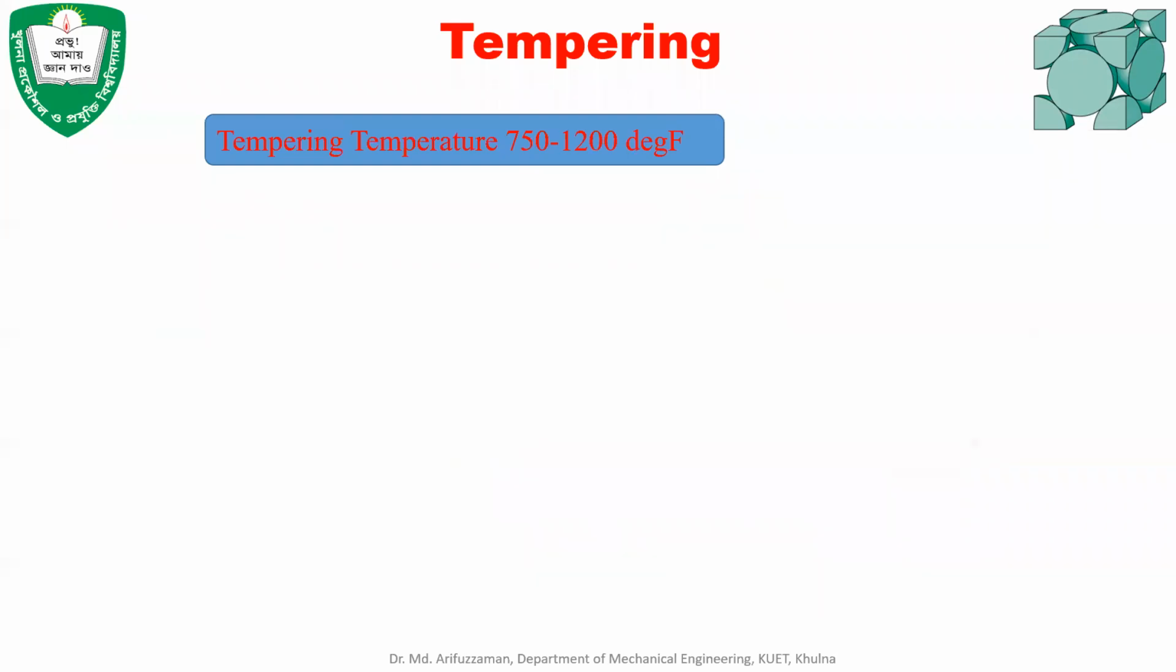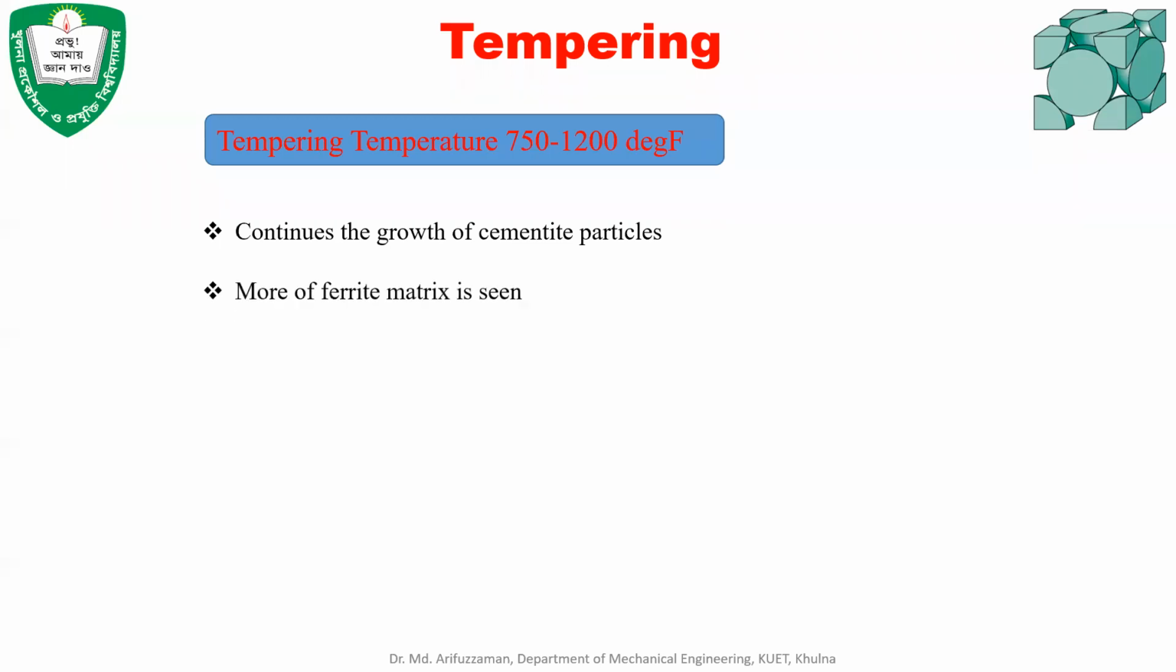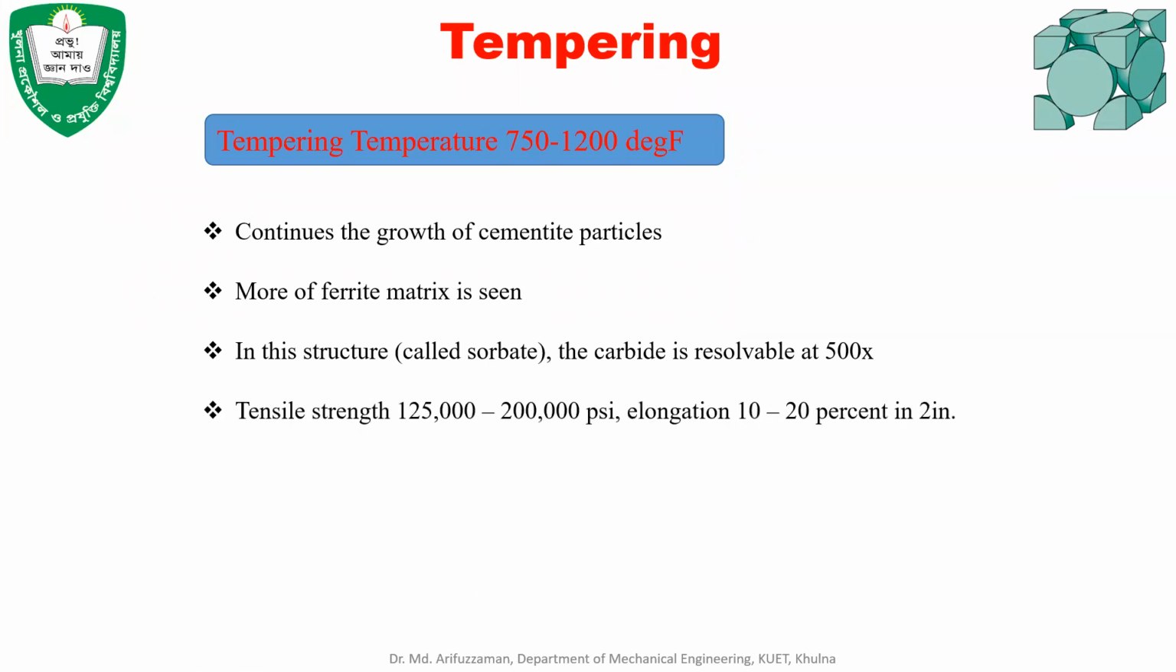Okay, if the temperature is increased, that means 750 to 1200 degrees Fahrenheit, there is continued growth of cementite particles, more cementite particles are generated, and more of the ferrite matrix is produced. In this structure called sorbite, the carbide is resolved at 500x. That means magnification. If the magnification is 500x, you will be able to see the carbide structure, that means cementite particles.